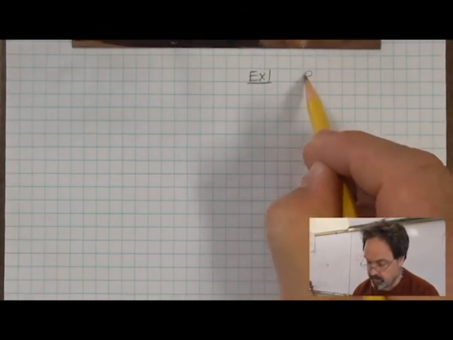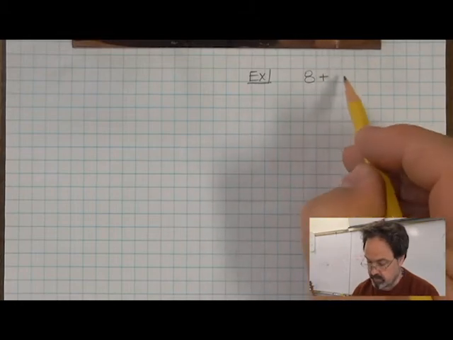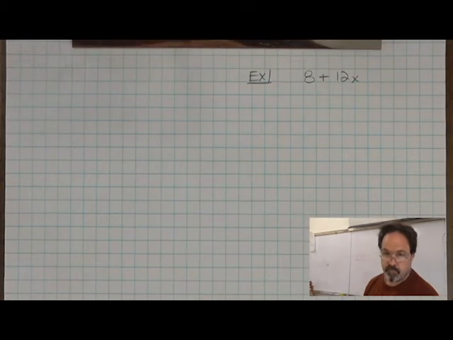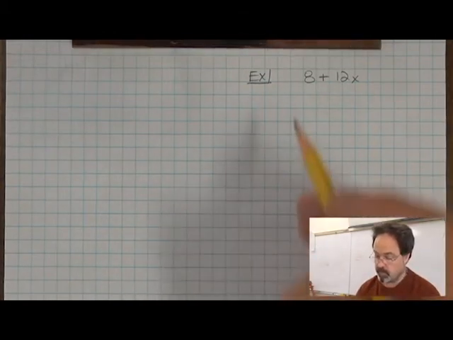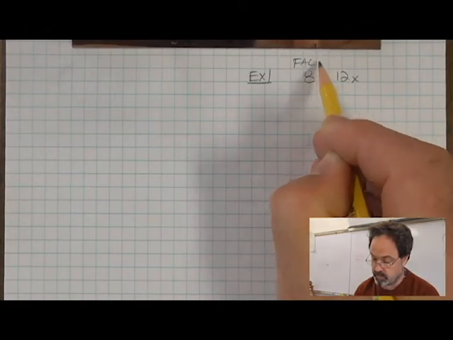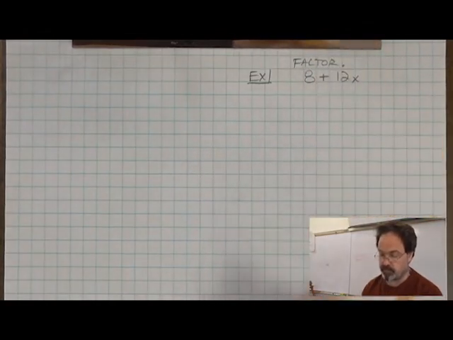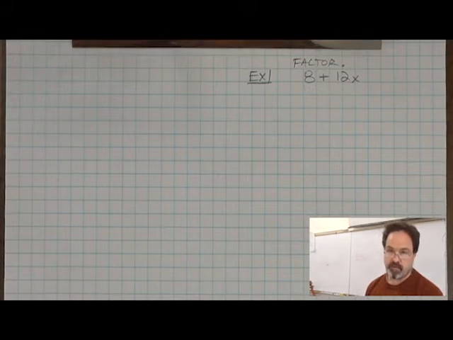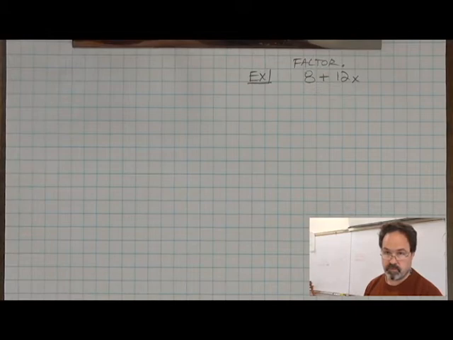This is a mathematical expression, 8 plus 12x. It's the sum of two terms. We could call this just in distributed form, but we might be given the direction to factor. That means that we want to change this expression and show it as the product of factors instead of the sum of terms. So how do we do that?